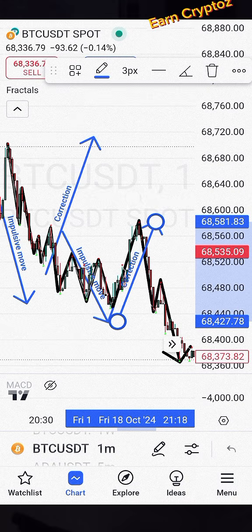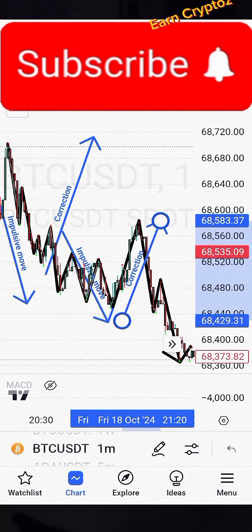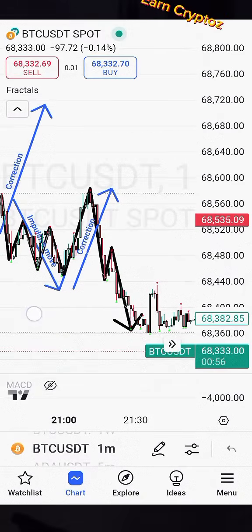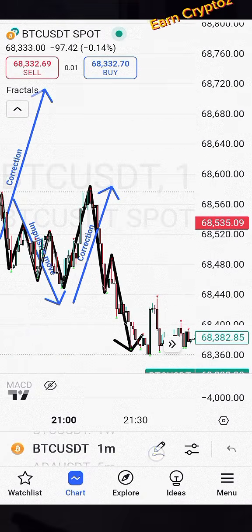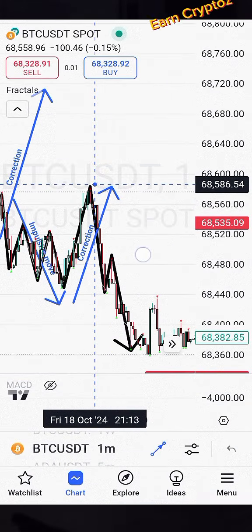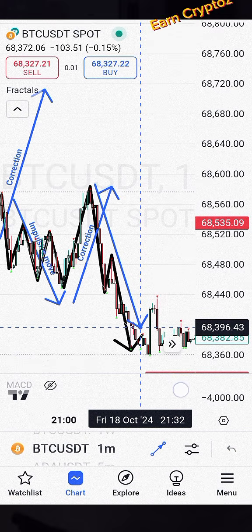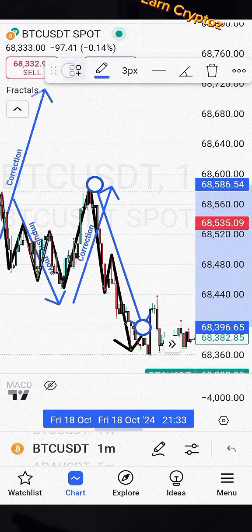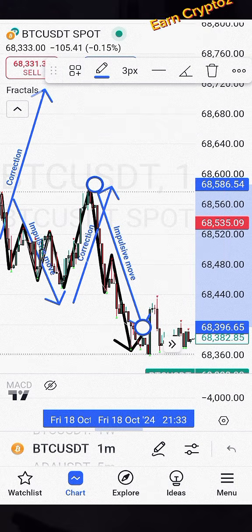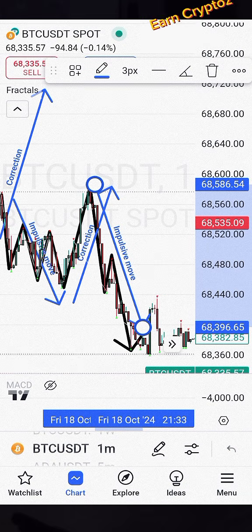So you could see for yourself that the market is constantly making impulsive moves, correction, impulsive move, correction, impulsive move, correction. That's what the market does. So you can see right here another impulsive move to the downside. Okay, so your ability to identify this in the market is same as the ability to identify the market structure.